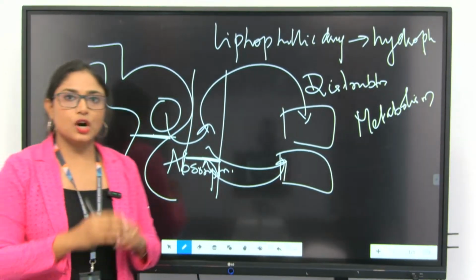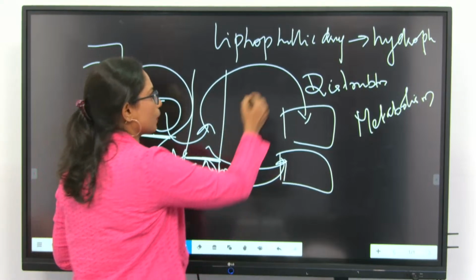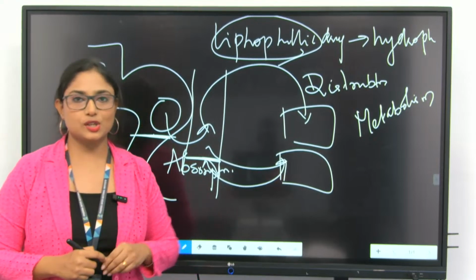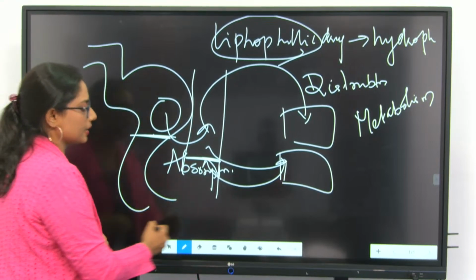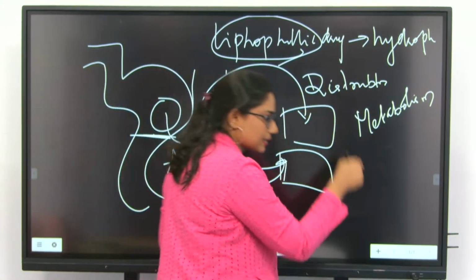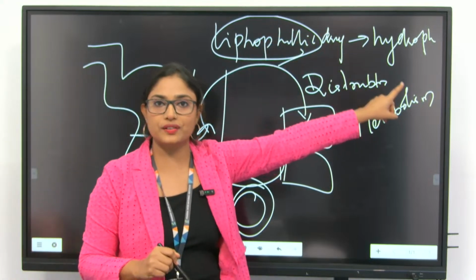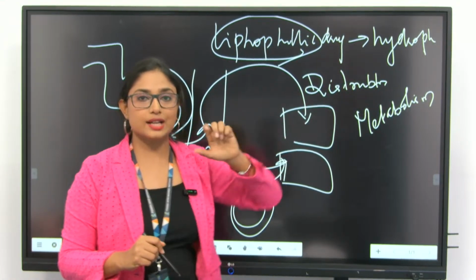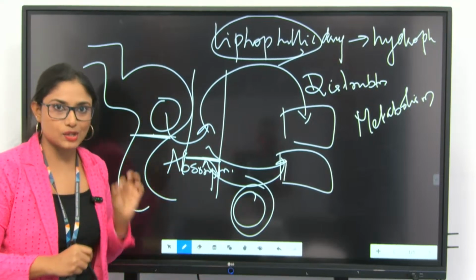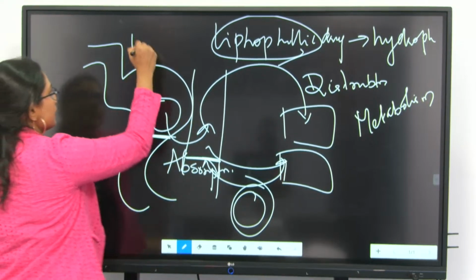Because for a drug to get absorbed, for a drug to get distributed, the very important criterion is that it should be lipophilic in nature, or lipid soluble, because the cell membrane is made up of a lipid bilayer. So for excretion, we should convert this lipophilic drug to hydrophilic form. Hydrophilicity means water loving. So it should easily get dissolved in the urine to get excreted. So that is simply the ADME process.